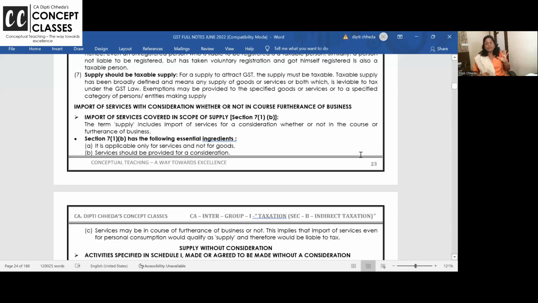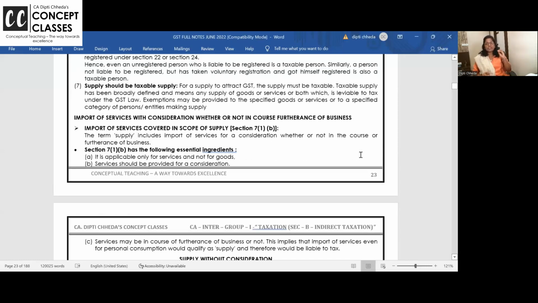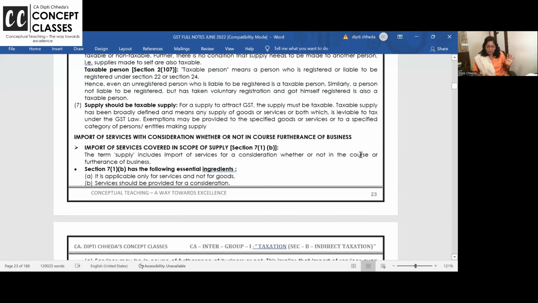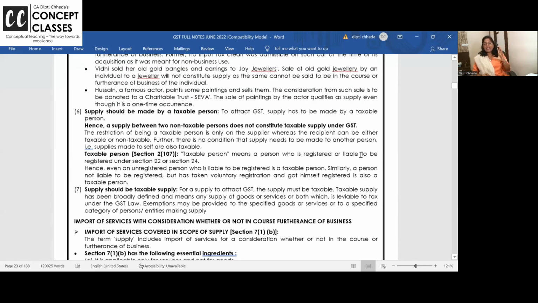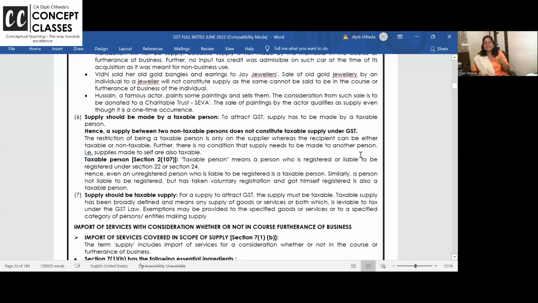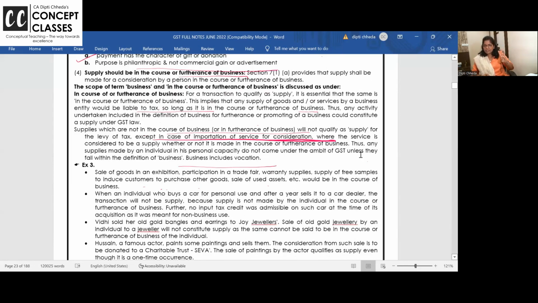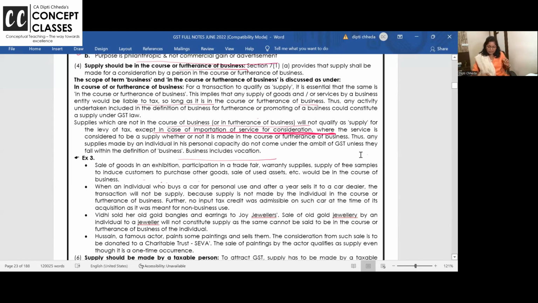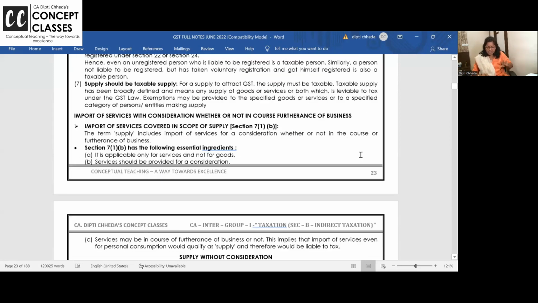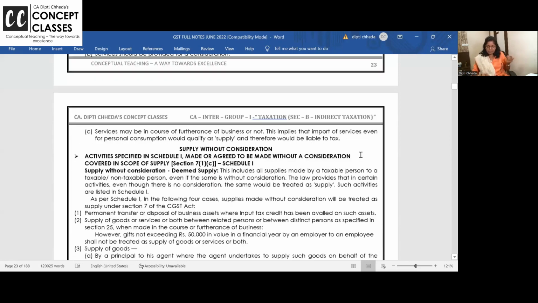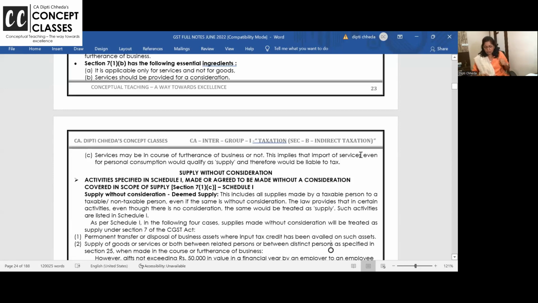So what we have done in today's class, we should recollect. We have done all the definitions and we have started with ingredients of supply: for consideration, for business purpose. Okay, for consideration, for business, furtherance of business. So these are all the ingredients. Furtherance of business, I will stress on, and we will take it more in tomorrow's class.